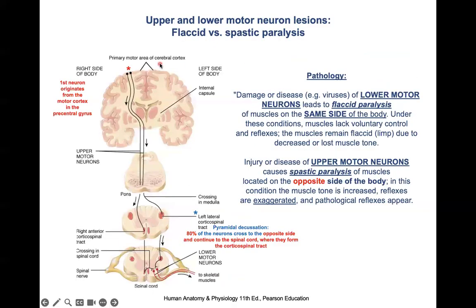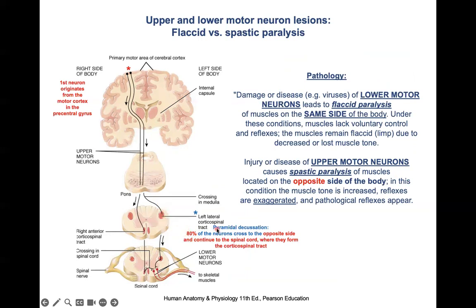Here is the pyramidal tract. So this is the upper motor neuron in the primary motor cortex. In the pyramidal tract, in which we have 80% of the neurons, please follow this route. Here is the upper motor neuron, it goes down, down, down, through the pons, and then to the medulla. This is where 80% of the neurons cross over to the opposite side.